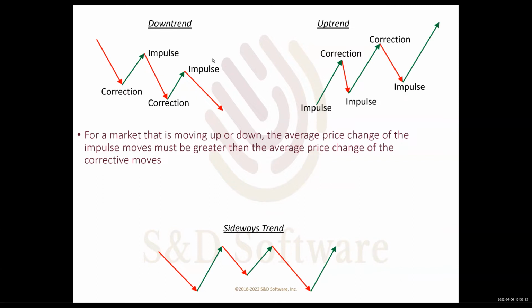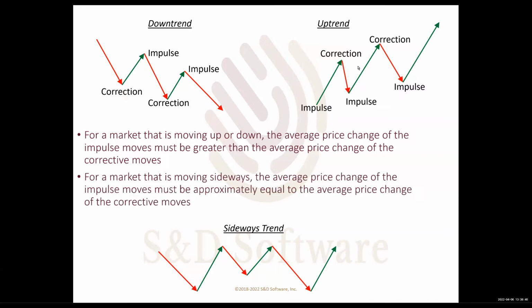Again, if we look at it for an uptrend, it's the same thing. In order for price to make progress to the upside, the average price change associated with the impulse moves has to be greater than the average price change of the corrections. And of course, that means that in a sideways trend, the average price change for the impulse moves has to be about equal to the average price change of the corrective moves. And that way, the two of them cancel each other out, and price doesn't make progress in a given direction and instead just moves sideways.